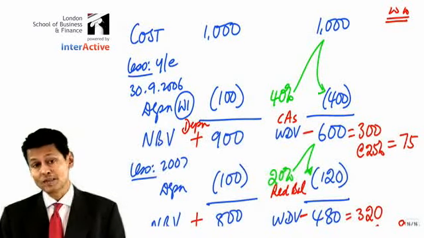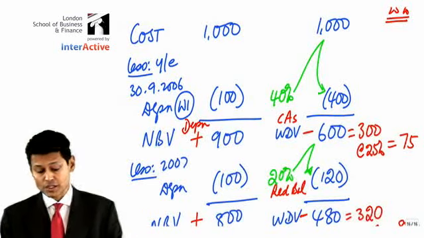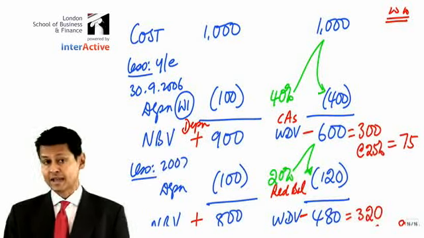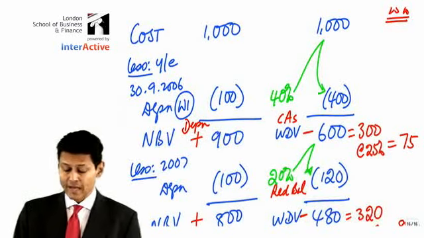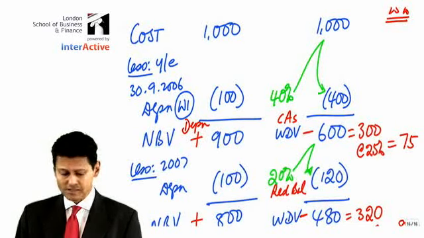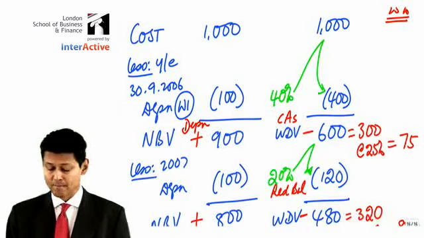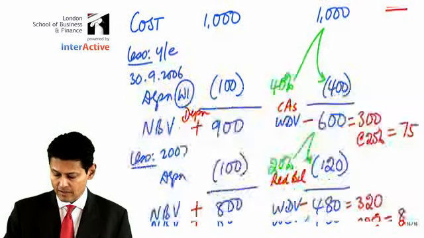Cost, 1,000, 1,000, no problem. You take away depreciation, 100, 100, 100 like that per annum, and then you do your capital allowances, whatever the examiner says. This is a past exam question, a slightly harder than average one, but I thought we'd do it to prepare you for that exam. 40%, and so you have 600 left, and so it goes.